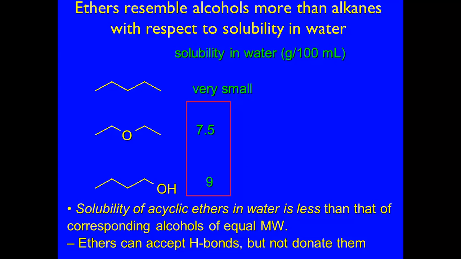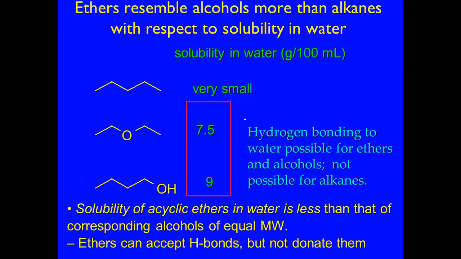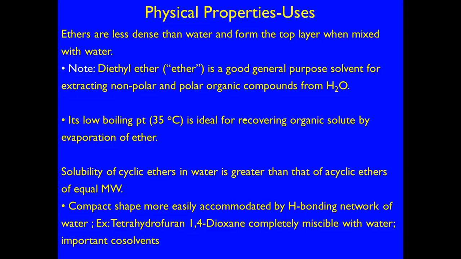So the solubility, boiling points, and melting points are all affected by hydrogen bonding. Normally hydrogen bonding increases the boiling point. Ethers are less dense than water, and that's the reason we use them as extracting solvents, which form a top layer when mixed with water. They are not very reactive, and they are low boiling.